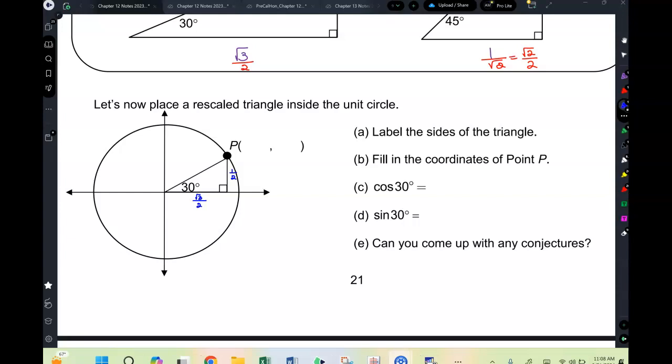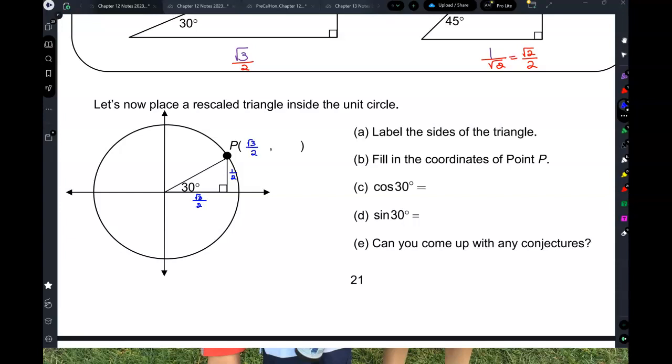Right, so now I need to figure out how to get to that point. Well, to get to that point P, I have to go from the origin horizontally a little bit and up a little bit, right? So how much do I go horizontally to get to that point? Root 3 over 2. So that's the x coordinate of that point. Root 3 over 2. And how much do I go vertically? A half. Okay, so fine.